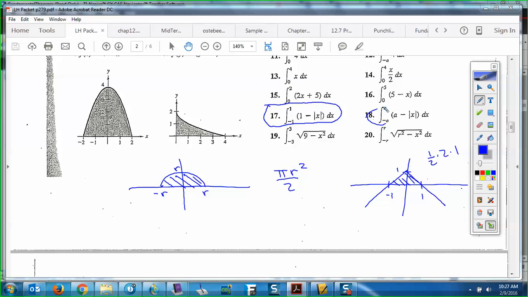Well, what would change if you went from -a to a? This would be -a to a, and that would be shifted up a. So it would be 1/2, the base would be 2a times the height a. So it would be 1/2 times, it'd just be a squared, right? So that's all that would be, okay?